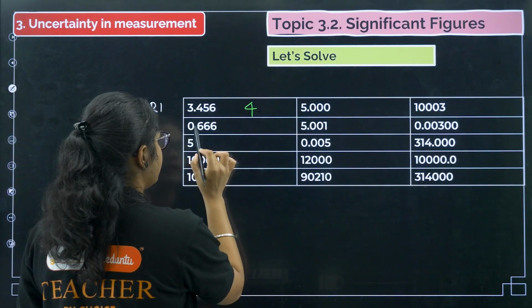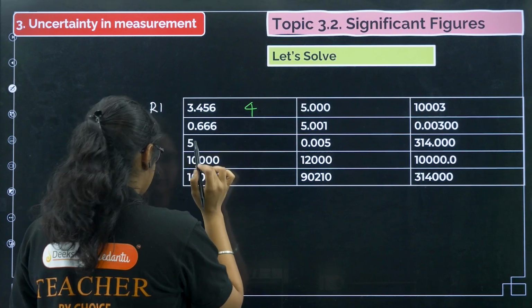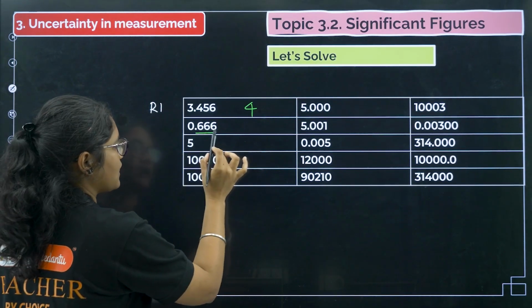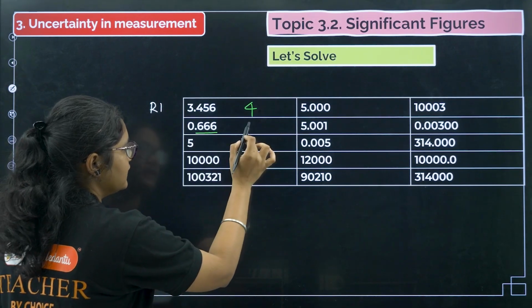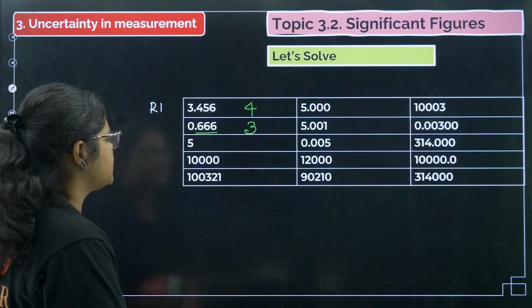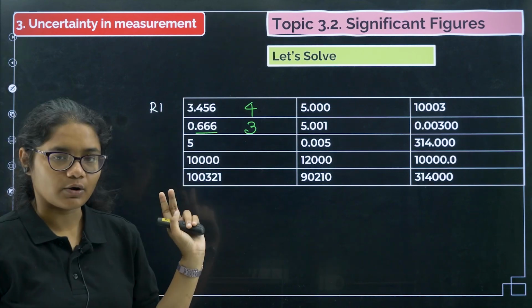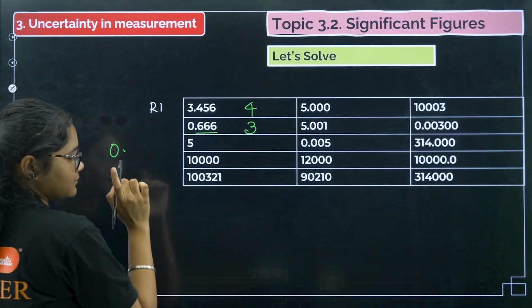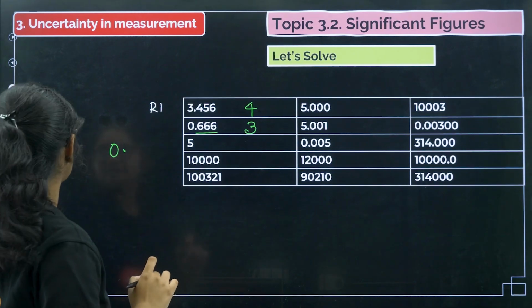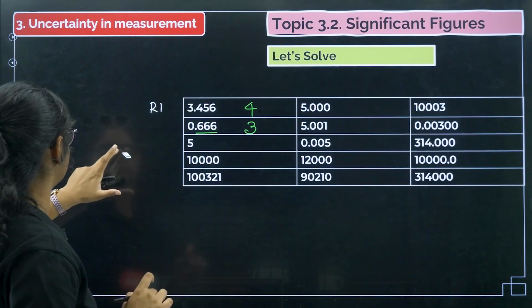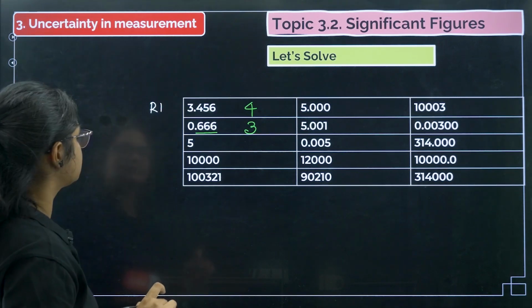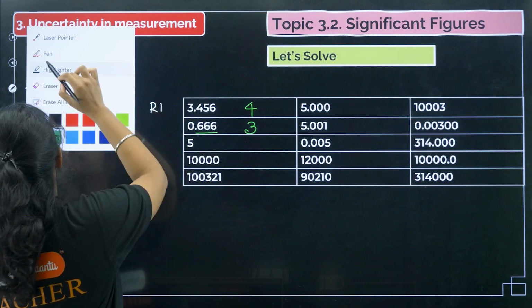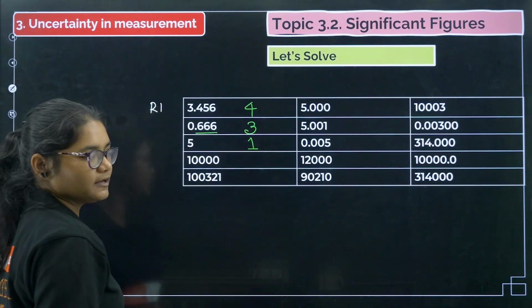Next, coming to 0.666. We have discussed that numbers after the decimal will be counted. Here all are non-zero digits, so it will be 3. Now a question may arise: why is this 0 not counted? You remember, zeros before the decimal are not counted, right? So that is why this has only 3 significant figures. Next, coming to 5, this has only one significant figure.